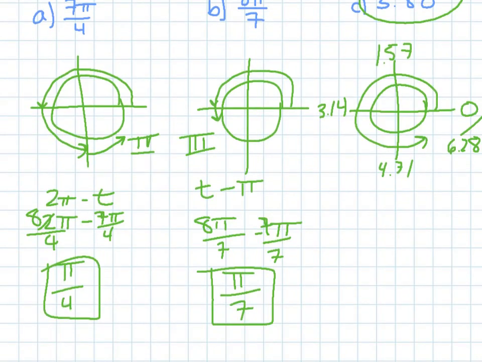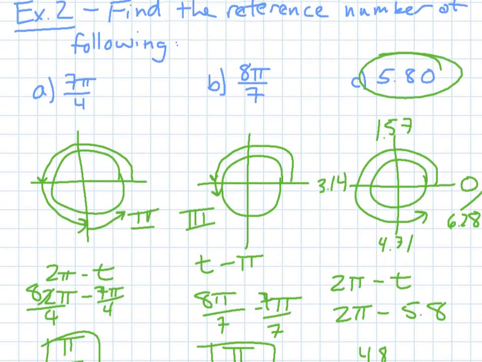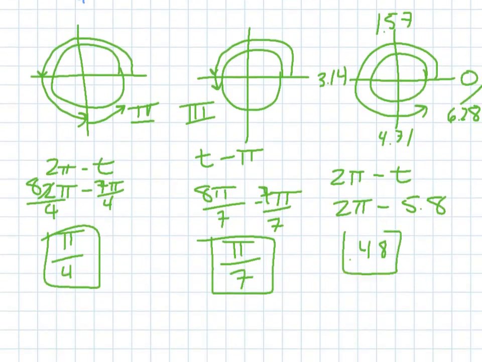So here I would use, just like I did for A, 2 pi minus t. So 2 pi minus 5.8. Now here we can't use any common denominators based on how it's written, so I just take 2 times pi minus 5.8, and that gives me the decimal answer of 0.48, which, if you go back to the values we wrote down, is in between 0 and 1.57, so that meets the criteria of being a reference number.